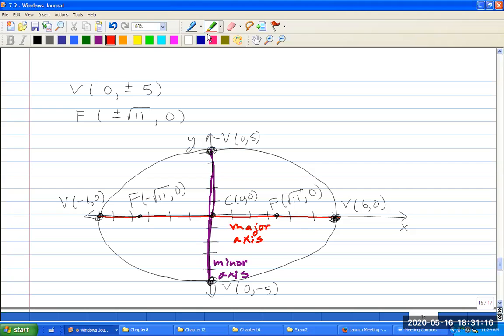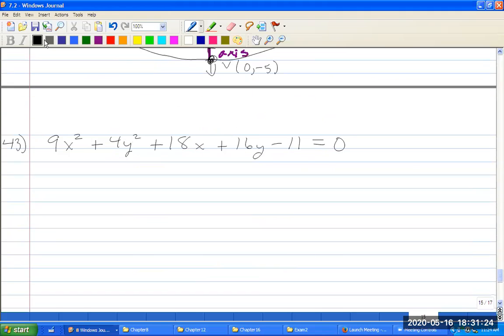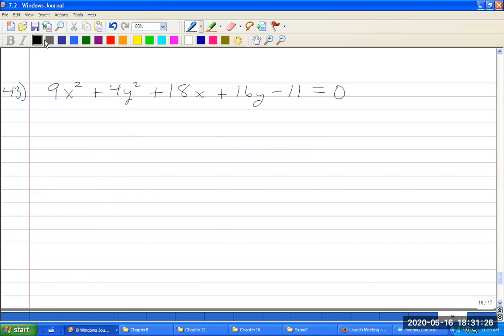Okay. Okay, so that is what your ellipse looks like. Problem 43. Okay, so before I can graph this, I first have to put it into a standard form.